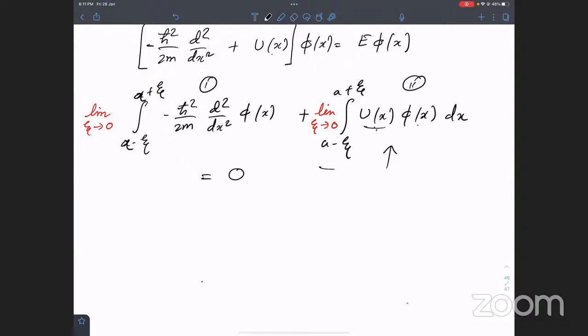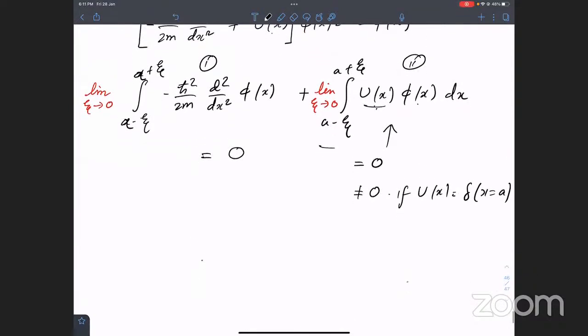If indeed u of x does not contain any delta, then the second term also must go to 0, right? So we'll say that the second term is 0. In general, it's not 0 if u has a delta at x equal to a. It has to have a delta at x equal to a only, not at any other point. Okay, that much is clear. Great. So we got the second term. Now let us see the first term. What happens to the first term?